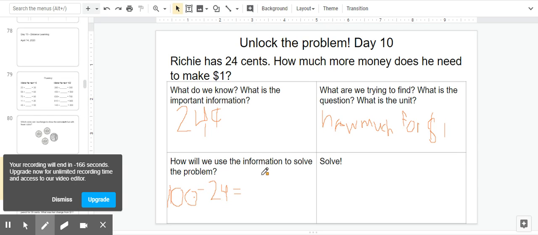So you can write this equation vertically, like I'm about to do, and solve it that way. Or you can make a place value chart like we've done in school also. Now solve the problem by yourself and make sure that you write your answer in a full sentence with units. Your sentence could say, Richie needs blank more cents to make $1. Go ahead and solve it on your own and make sure that you send your teacher a picture of it when you are done.